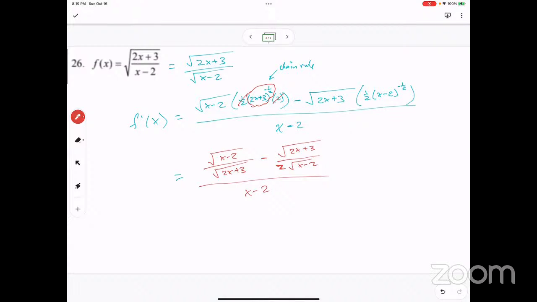Oh, okay. And I'm still not done. Yeah. So now I'm going to do what I call clearing the fraction. Okay. So I'm going to multiply the top and the bottom by the least common denominator of these fractions right here. So I'm going to multiply this by the square root of 2x plus 3 and the square root of x minus 2 and 2 on the top and the bottom.